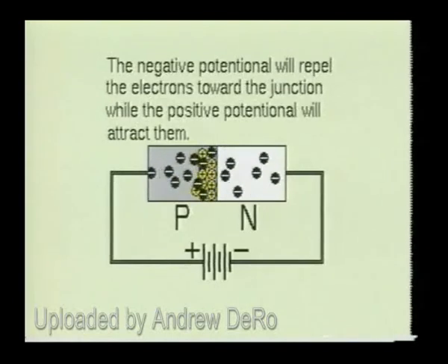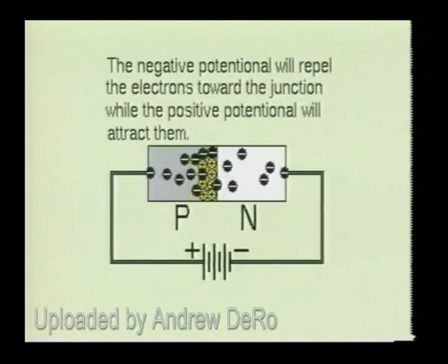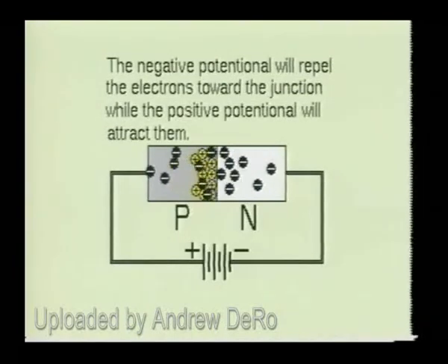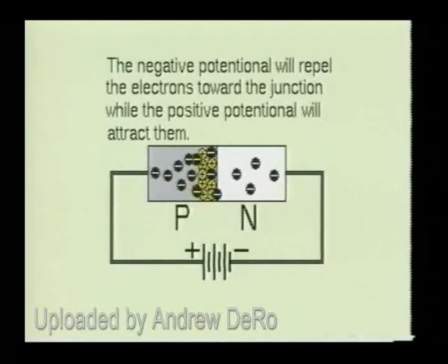The negative bias on the N material will attract the holes in the P material and at the same time repel the electrons toward the PN junction. In the same respect, the positive bias on the P material will repel the holes toward the PN junction and attract the free electrons toward the positive bias.